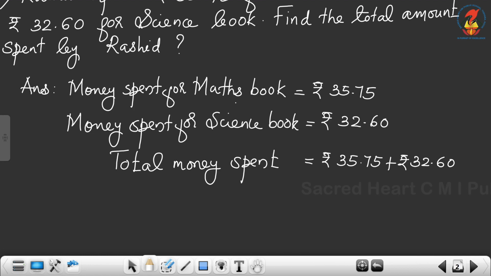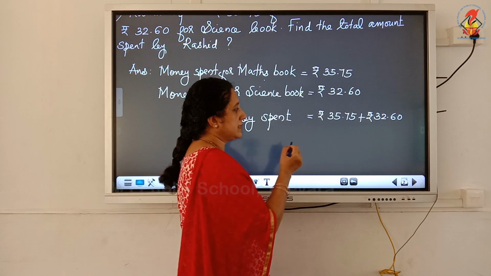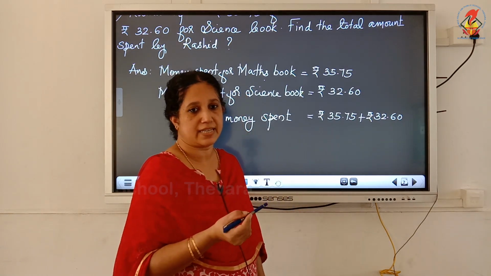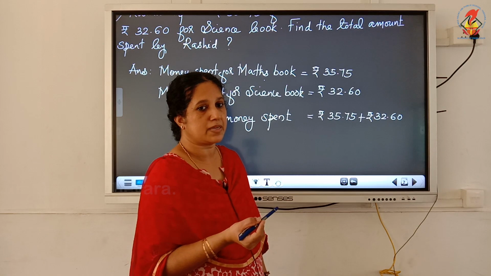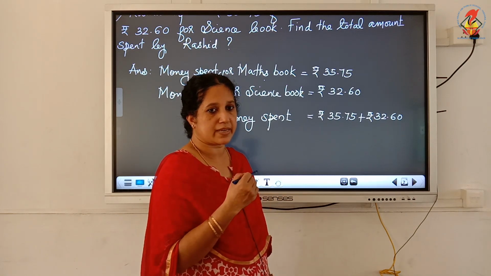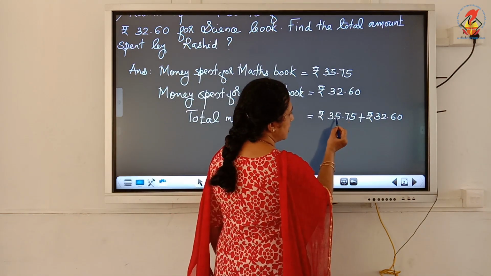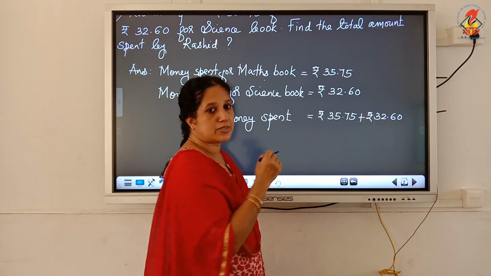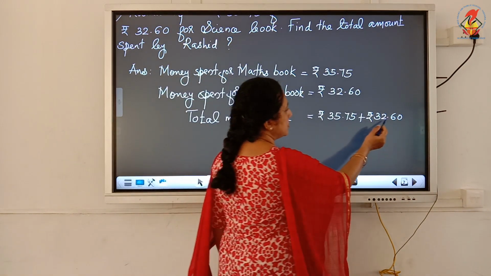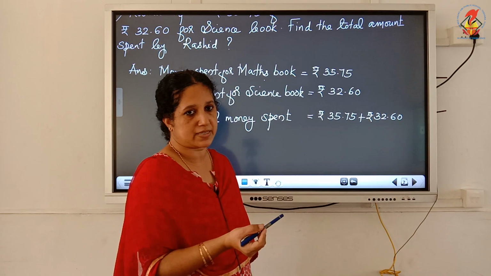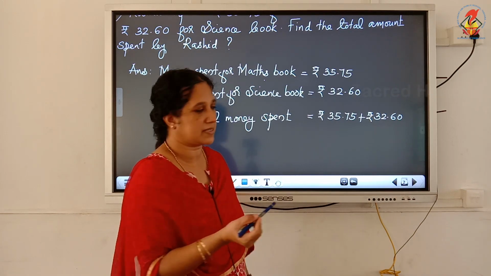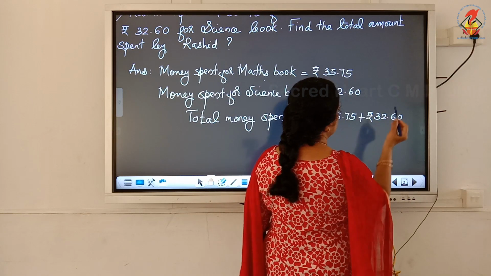Now look at the two decimal numbers 35.75 and 32.60. So how we can add the two decimal numbers? What we have to do first of all? We have to look at whether the given decimals are like decimals. So what is meant by like decimals? If the number of decimal places are equal, we can say that they are like decimals. Count the number of decimal places. 35.75 has two decimal places. 32.60 also has two decimal places. So both of them are like decimals. So we can straight away add the two decimal numbers.